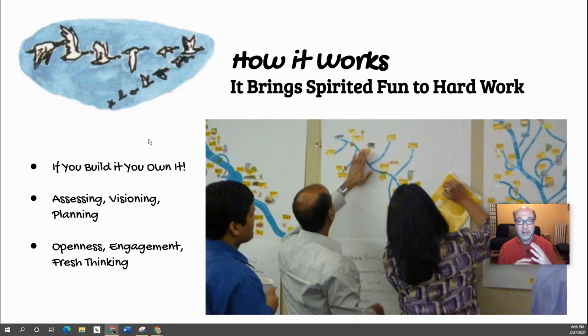Metaphor mapping is an excellent tool for assessing, for seeing things and being able to assess them right in front of you, for visioning, where do you want to get to, and then for planning out exactly how we're going to get there. And it allows everyone to contribute because of the simplicity of the visual language. It also brings in a sense of openness, and of course, as I mentioned, engagement and creativity or fresh thinking.